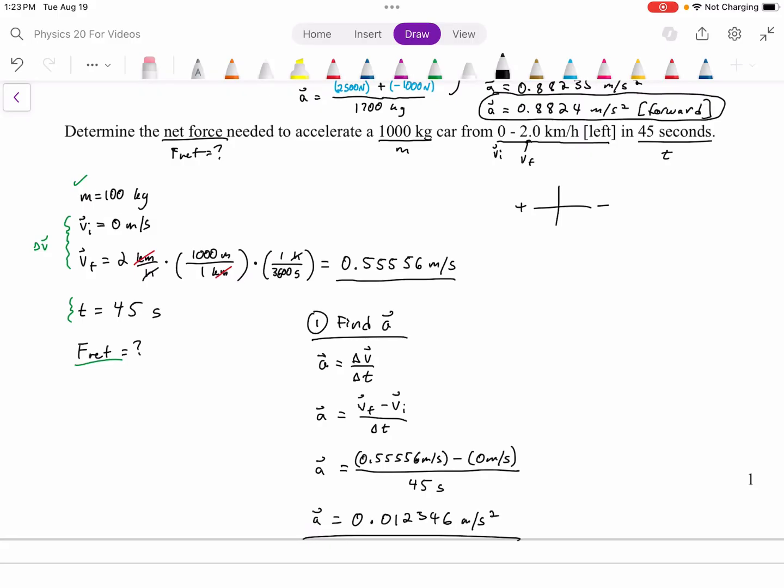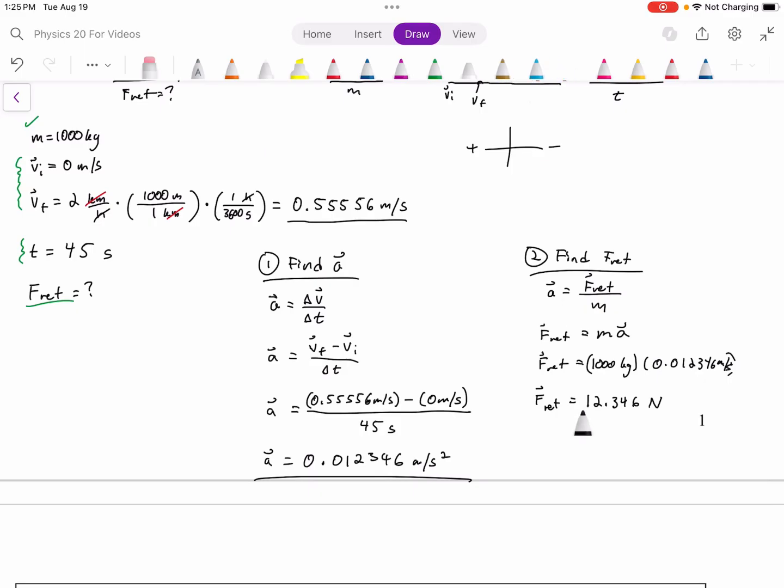Okay, so now with that acceleration, we can find the net force because we know the mass and we know how much it accelerated by. Acceleration equals net force divided by mass, so multiply both sides to find that F net equals ma. That's often our starting point for these. F net equals 1,000 kilograms times an acceleration of 0.012346 meters per second squared. And I get that F net must have been positive 12.346 newtons.